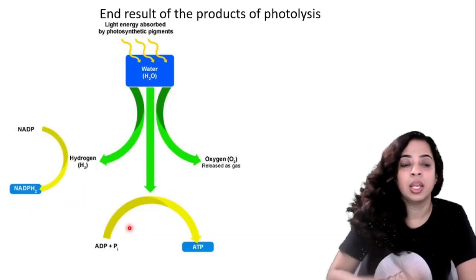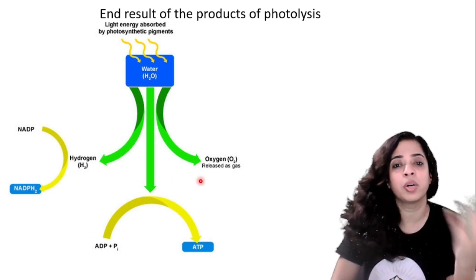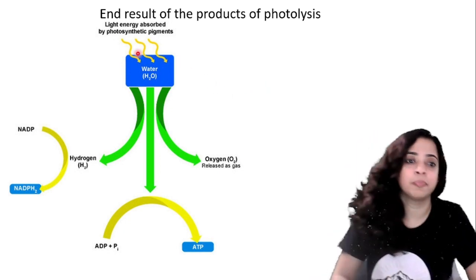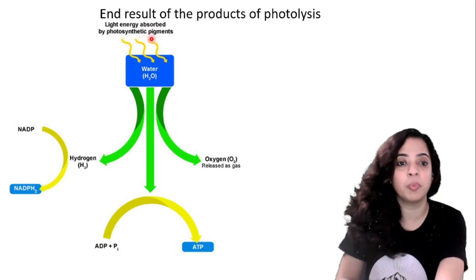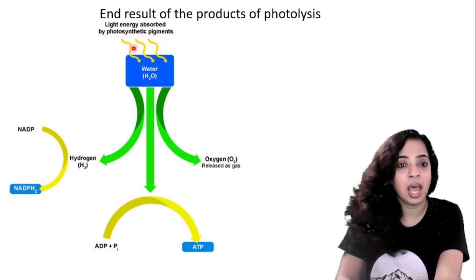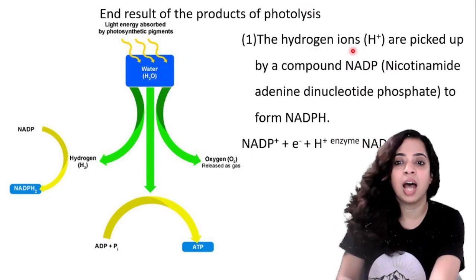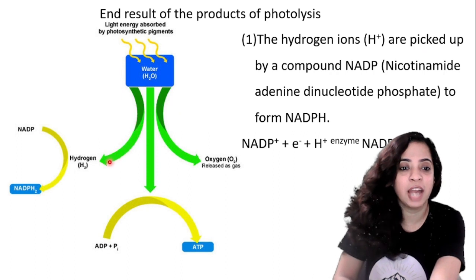Now let's see what is the end result or the products of photolysis. So you see here this diagram. First step, what is happening? Light energy is absorbed by photosynthetic pigments, that is chlorophyll. And this light energy is absorbed. Now this water is there, this water will get split. So the hydrogen ions, now when this water is split, can you see this hydrogen ions?